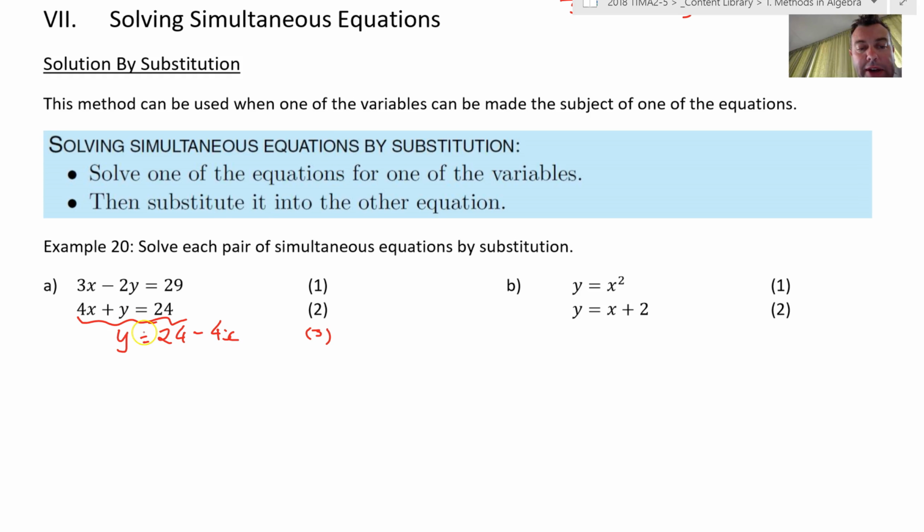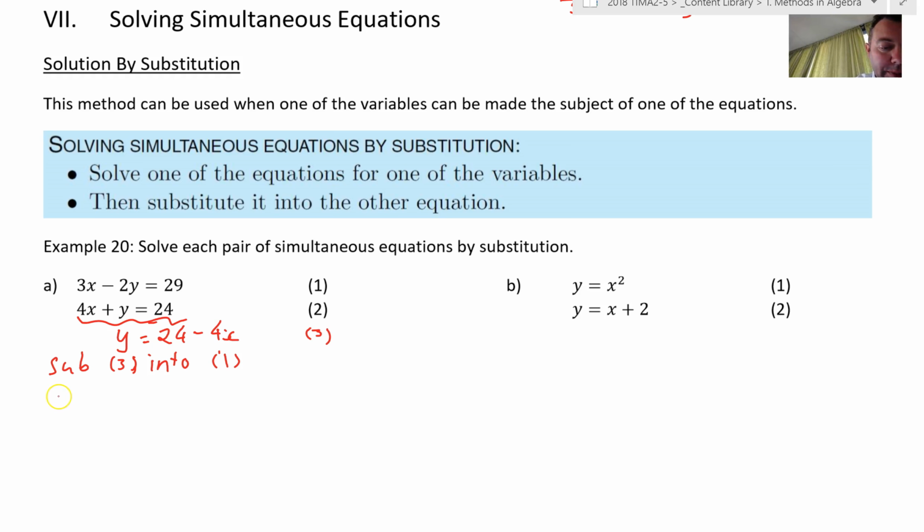Now what I'm going to do is substitute it into the other one. So where there's a y here, I'm going to replace it with 24 minus 4x because they are equivalent. So I'm going to say sub 3 into 1. Now, if you sub it back into 2, you'll end up with a statement that says something along the lines of 1 equals 1, which is pointless. Now, I've got to substitute it into the other equation.